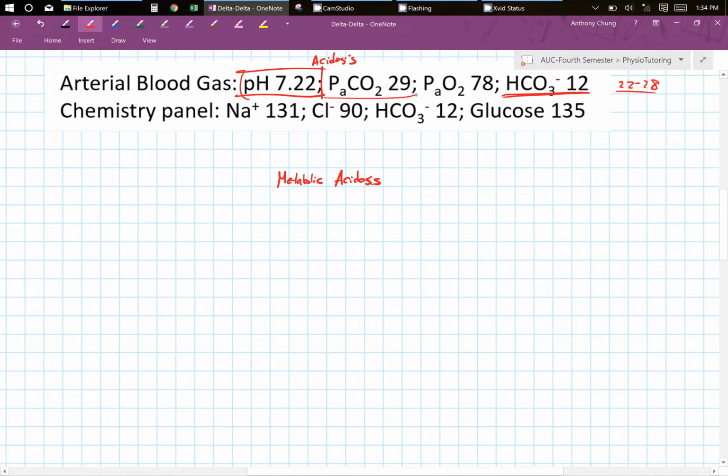Let's take a look at your PCO2. Your PCO2 seems a little bit low. Okay, first thing you have to ask, is it a respiratory acidosis? Respiratory acidosis would mean that the CO2 would be higher than expected. This is lower than expected, so it cannot be a respiratory acidosis. This must be some sort of compensation. So this is respiratory compensation.